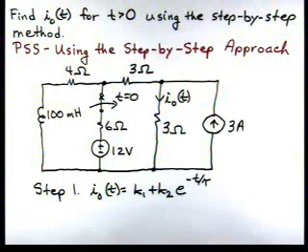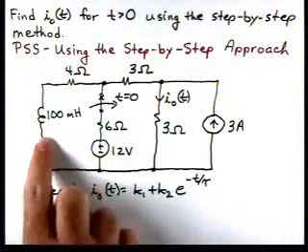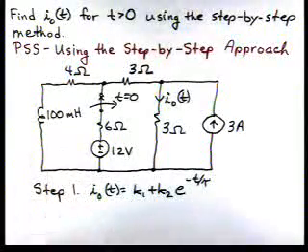In this problem, we want to find i0 of t for t greater than 0 using the step-by-step method. We're going to utilize a problem-solving strategy entitled Using the Step-by-Step Approach. Here's our circuit. We have a single inductor over on the left. We have a switch that opens at t equals 0.